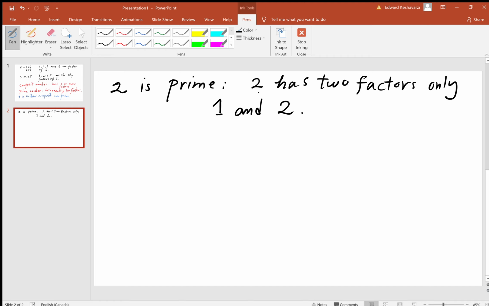But I'm going to explain why no other even number can be prime. Isn't it obvious that every even number has 3 factors? Itself, 1, and 2, because every even number is divisible by 2. Therefore, every even number other than 2 has at least 3 factors. So 2 is the only even prime number.